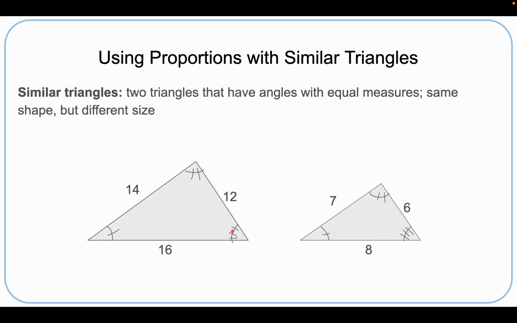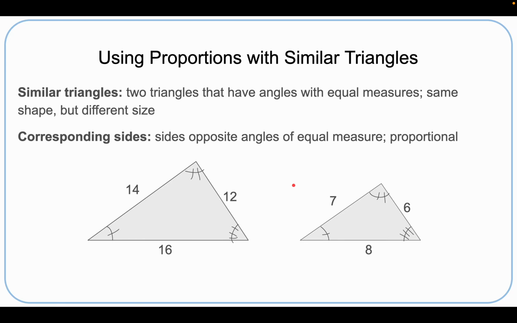And here's 3 tick marks, 3 tick marks. Those angles are the same. So these are similar triangles. And then the corresponding sides are the sides opposite the angles of equal measure. So like opposite of this angle here is the side that is 12. Opposite this same angle is the measure 6.